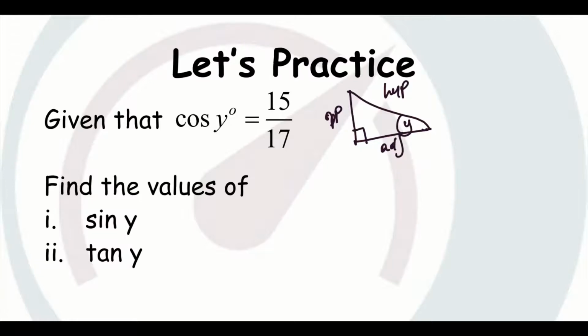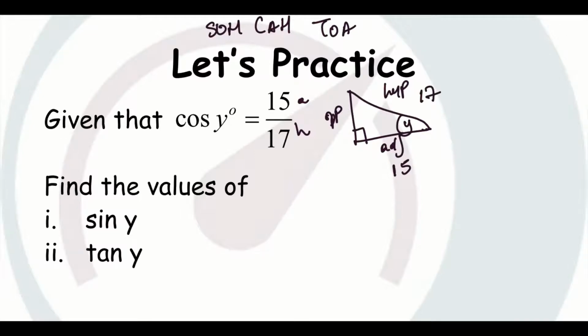Now we say cos is what? SOHCAHTOA. So cos is the adjacent over the hypotenuse. So our adjacent side is 15 and our hypotenuse is 17.